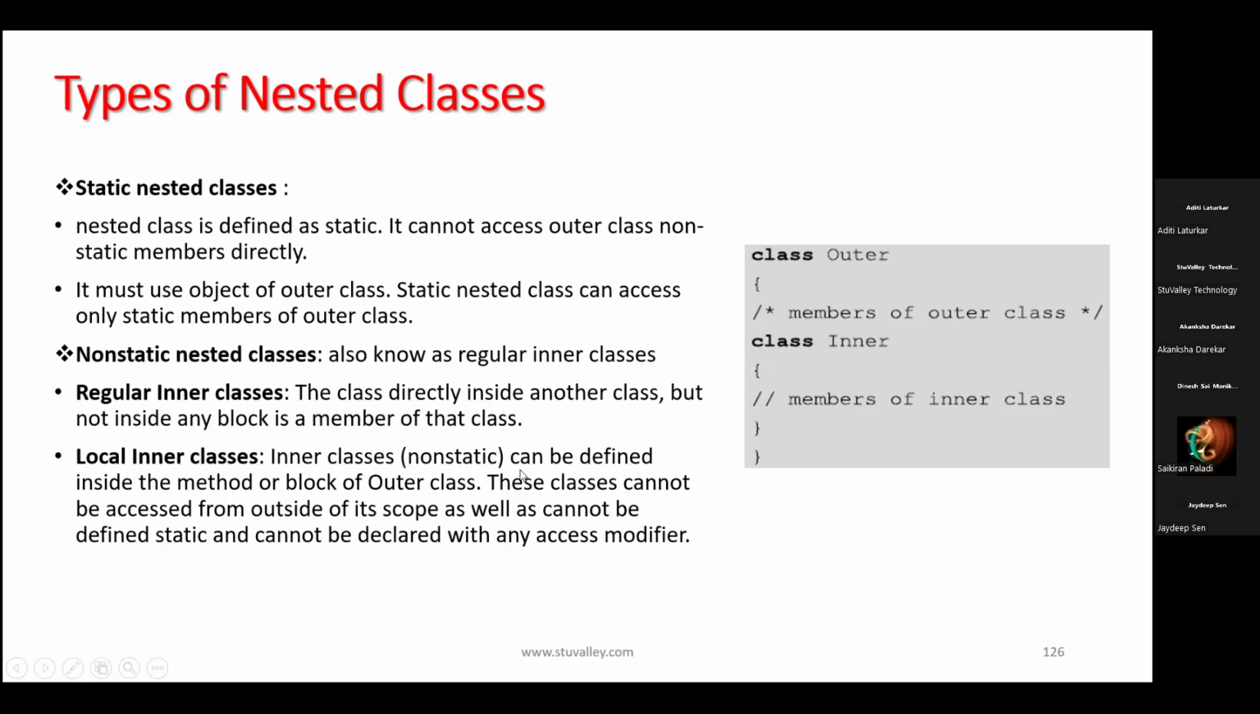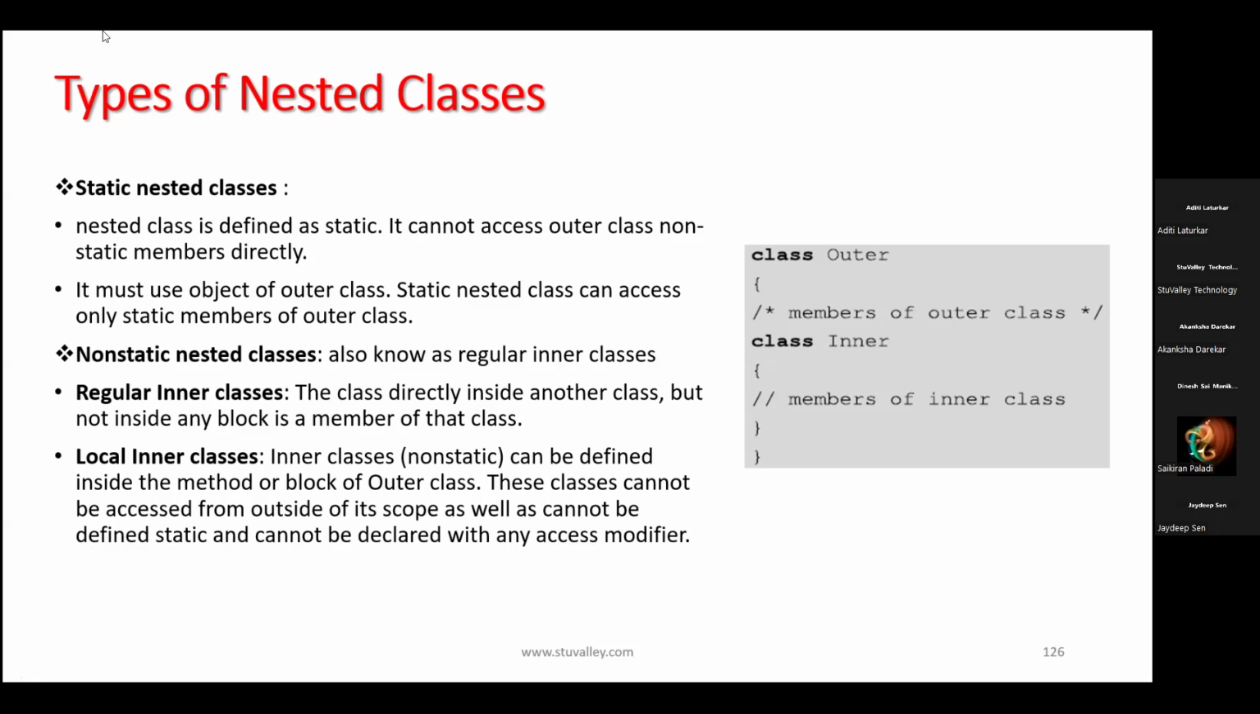Local inner class is nothing but it is again the non-static inner class itself, but this is defined inside a method or a block of outer class. Okay, so this cannot be accessed from outside, and its scope is limited as well, and it cannot be defined static. So this is a compulsory non-static inner class, and it cannot be declared with any access modifier.